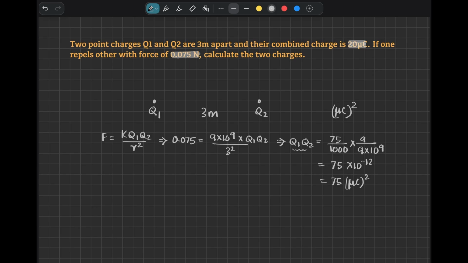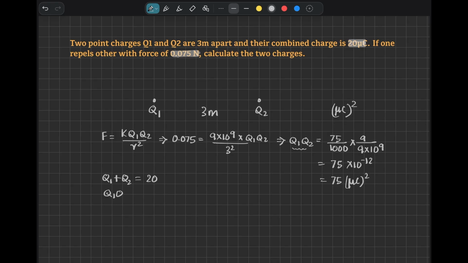So now they have given us that the combined charge is 20 microcoulomb. So I can say Q1 plus Q2 equals 20. Microcoulomb I am not writing for now, because both the units I have already matched. This one is microcoulomb, this is microcoulomb square as the product. So I am just calculating the values. Q1 plus Q2 is 20 and Q1 Q2 product is 75.